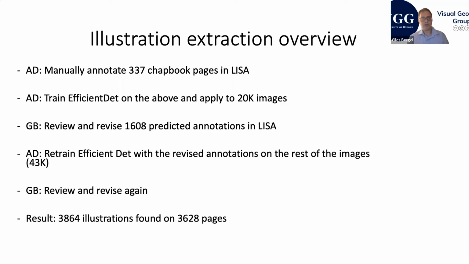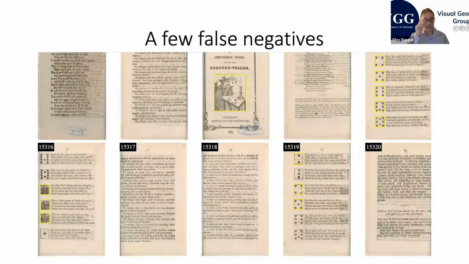Then we retrained the detector with the revised annotations and applied it to the rest of the images to see if the performance could be improved, and it was. And I reviewed and revised them again, and as a result, we found 3,864 illustrations on just over 3,600 pages. And it was in general extremely accurate.